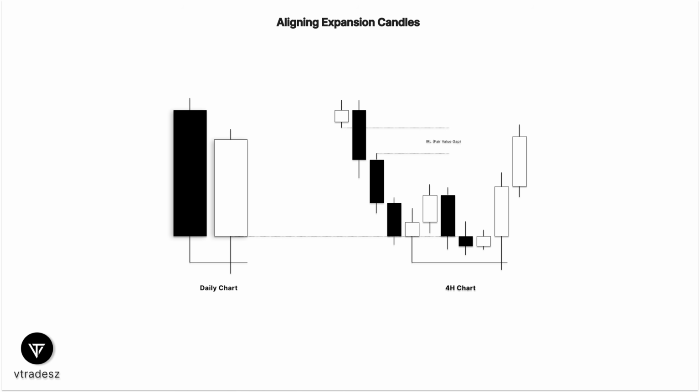The biggest secret to high probability trades is aligning expansion candles. You want the daily candle to be expanding in your direction. You want the 4-hour candle to be expanding in your direction. And you want the 1-hour candle to be expanding in your direction. If the current 4-hour candle you are watching has a giant wick and looks ugly, do not trade it. It does not support expansion. Just wait for the next 4-hour candle to open. When the new candle opens, it resets the range and gives you a fresh opportunity to align with the momentum.